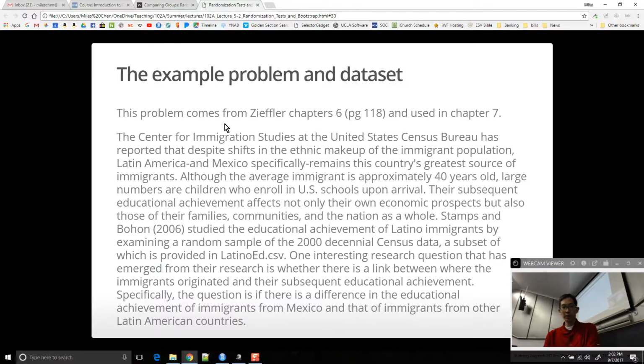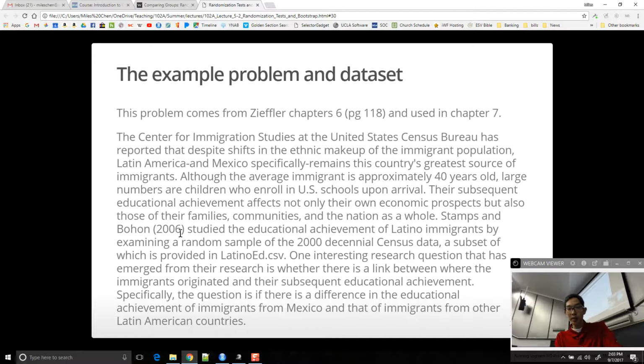What we're looking at says the Center for Immigration Studies at the U.S. Census Bureau has reported that despite shifts in the ethnic makeup of the immigrant population, Latin America, and Mexico specifically, remains the country's greatest source of immigrants. And although the average immigrant is approximately 40 years old, large numbers are children who enroll in U.S. schools upon arrival. Their subsequent educational achievement affects not only their economic prospects, but also those of their families, communities, and the nation as a whole.